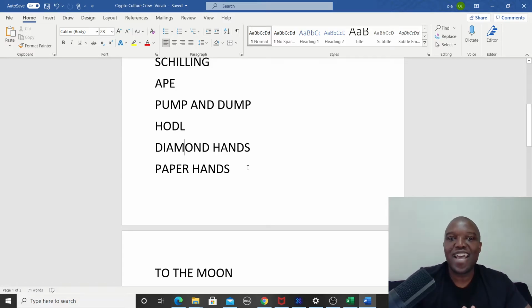Paper hands means that no, you're not planning on holding long term. You will sell at the drop of a dime, no matter what happens. The market goes down 5%, you're going to sell. You're just going to get rid of any cryptocurrencies extremely easily. You're not going to hold through any dips or things like that.